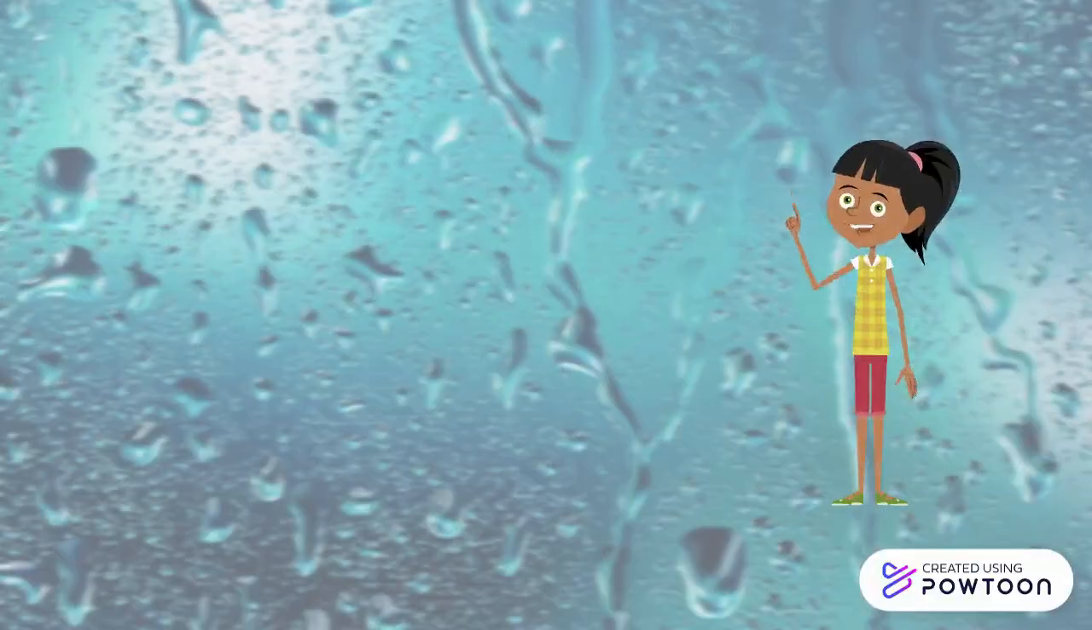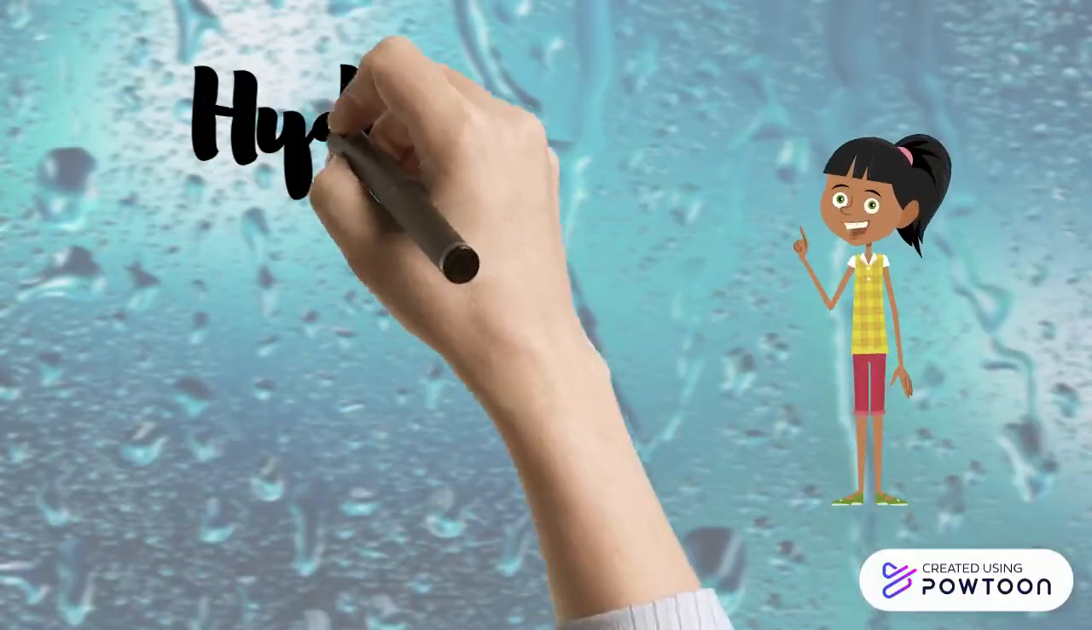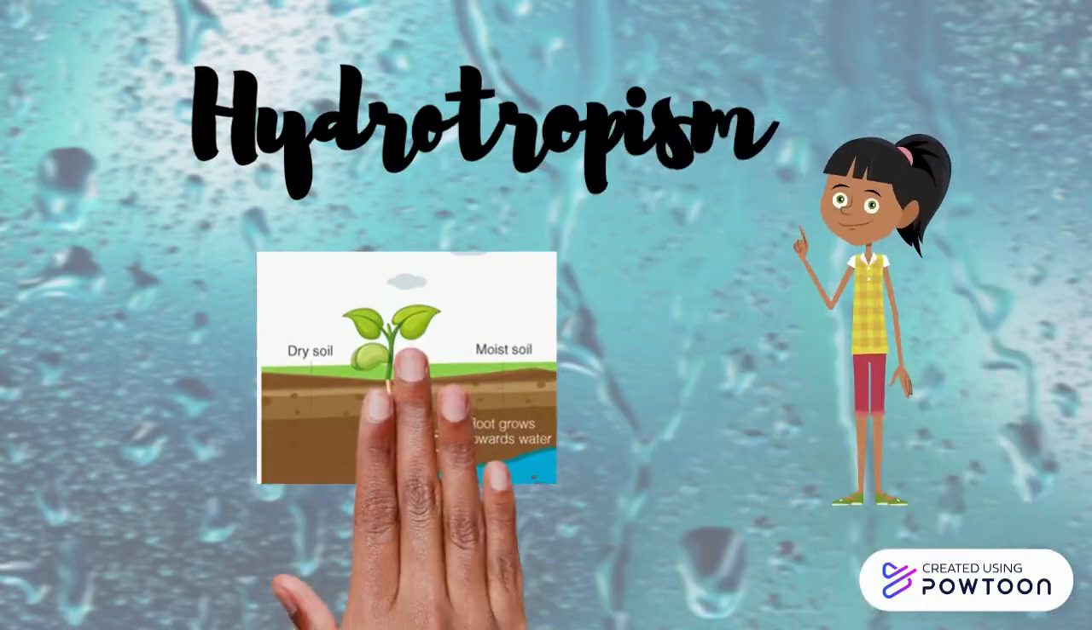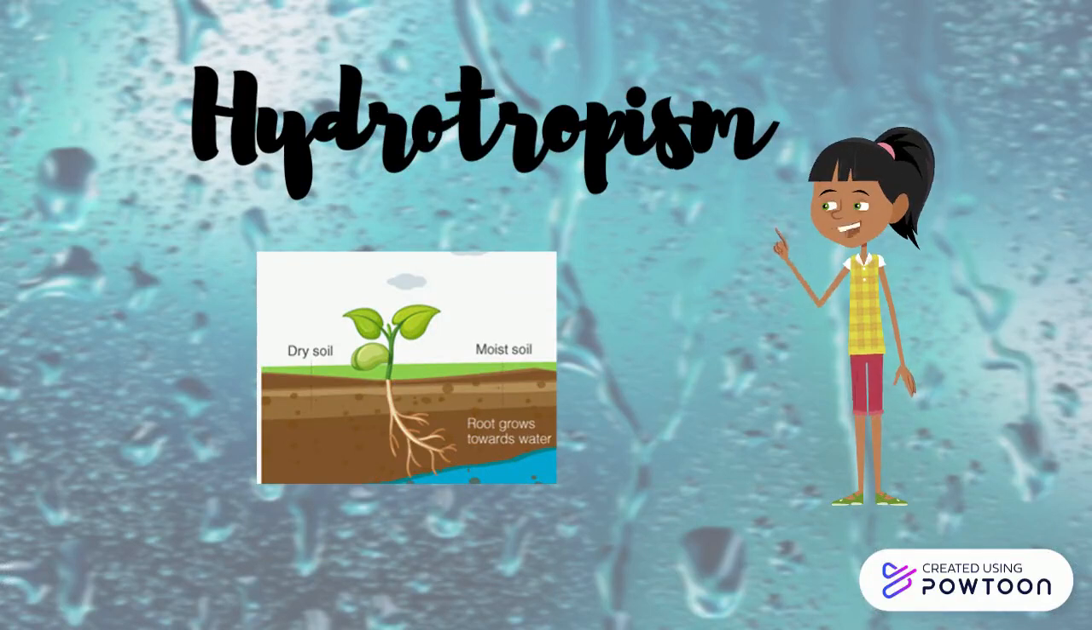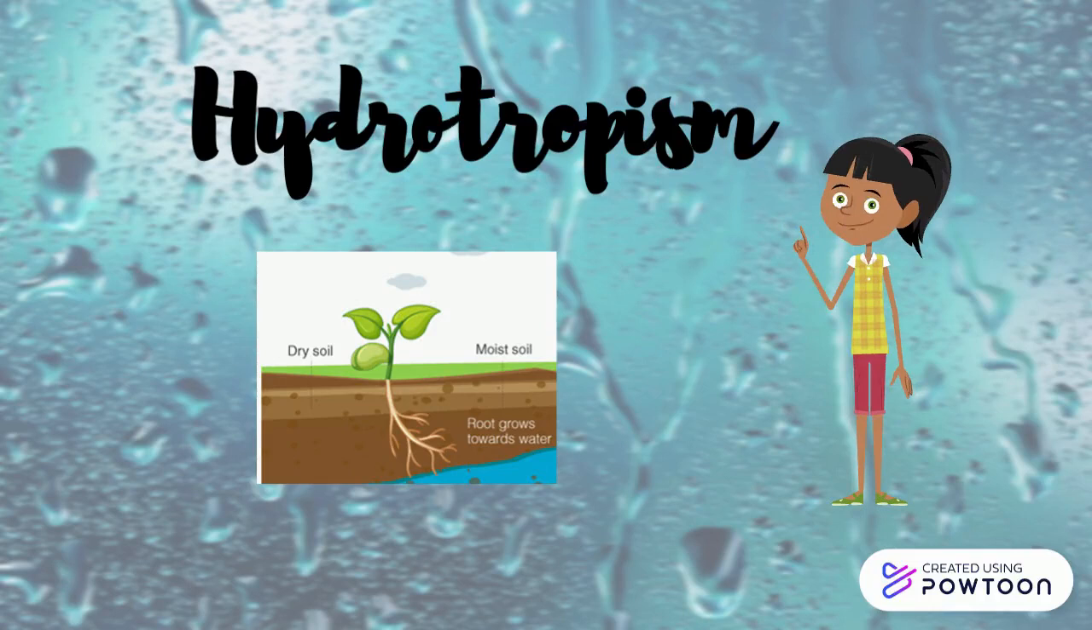Alright, now we're going to talk about hydrotropism. This is when plant roots grow towards or away from moisture. And as it suggests in the name, the stimulus of hydrotropism is water. Now, just like before, this tropism is both positive and negative. Plant roots can grow towards the stimulus or away from the moisture.